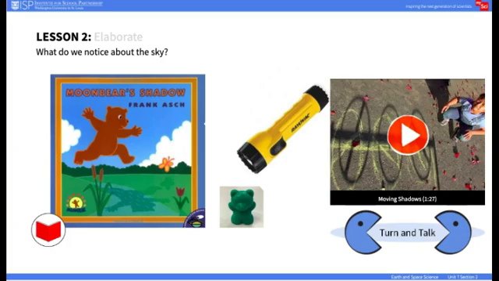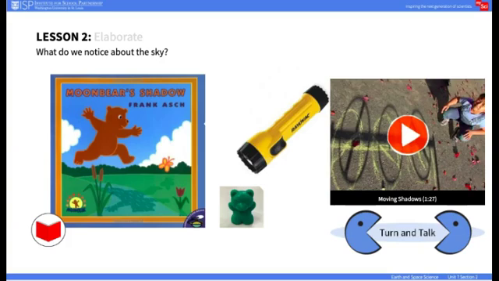Students should be able to identify that the light source is the flashlight, mimicking the sun, and the bear is the light blocker, creating a shadow. If the weather permits, take the students outside and draw each other's shadows with chalk, once in the morning and again in the afternoon, making sure they put their feet in the same place each time.